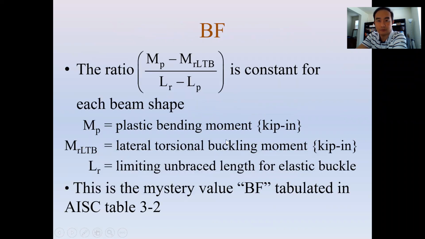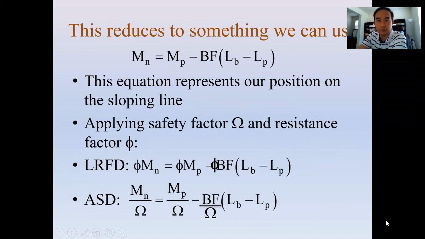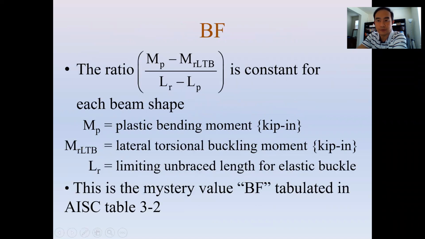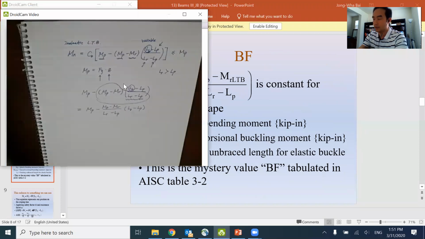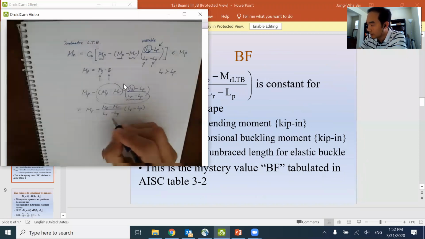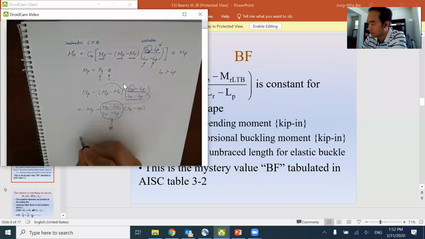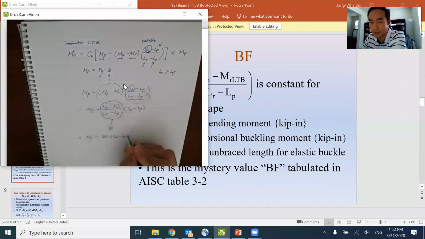So let me go back to my paper. Where is the menu? Here we go. All right, so we're going to take this as Bf. Then our expression is going to be now Mp minus Bf times Lb minus Lp.